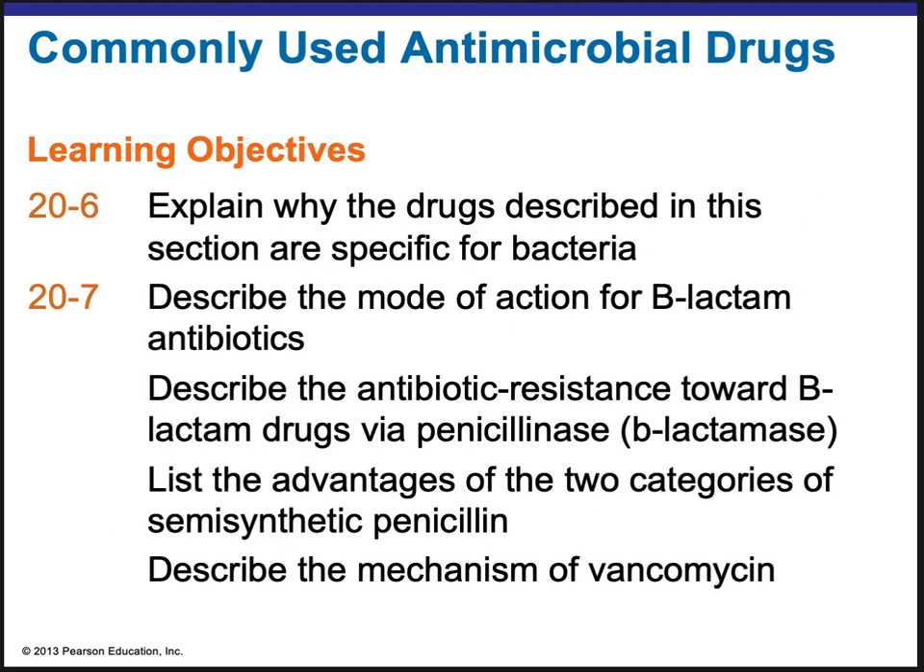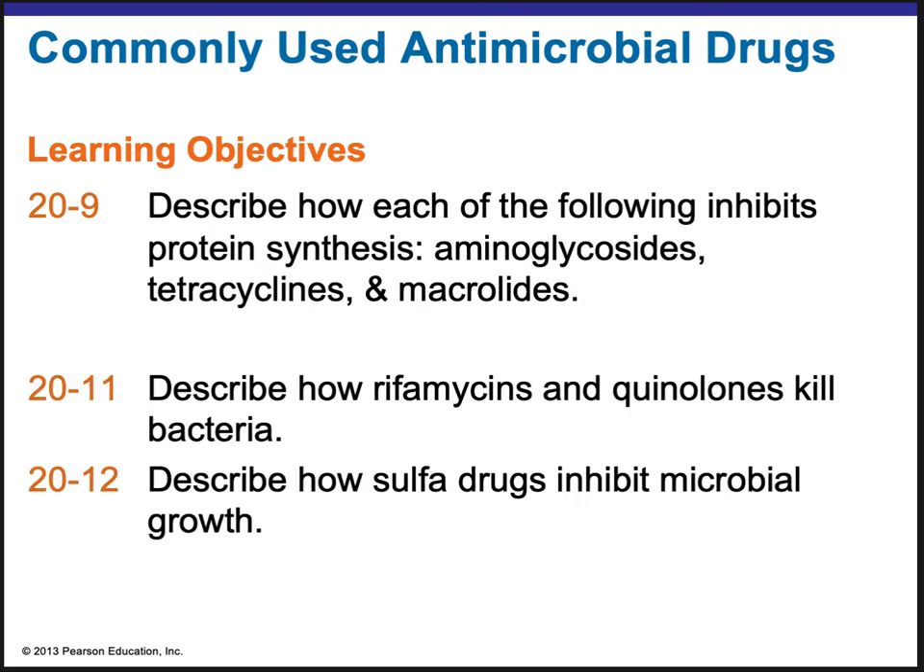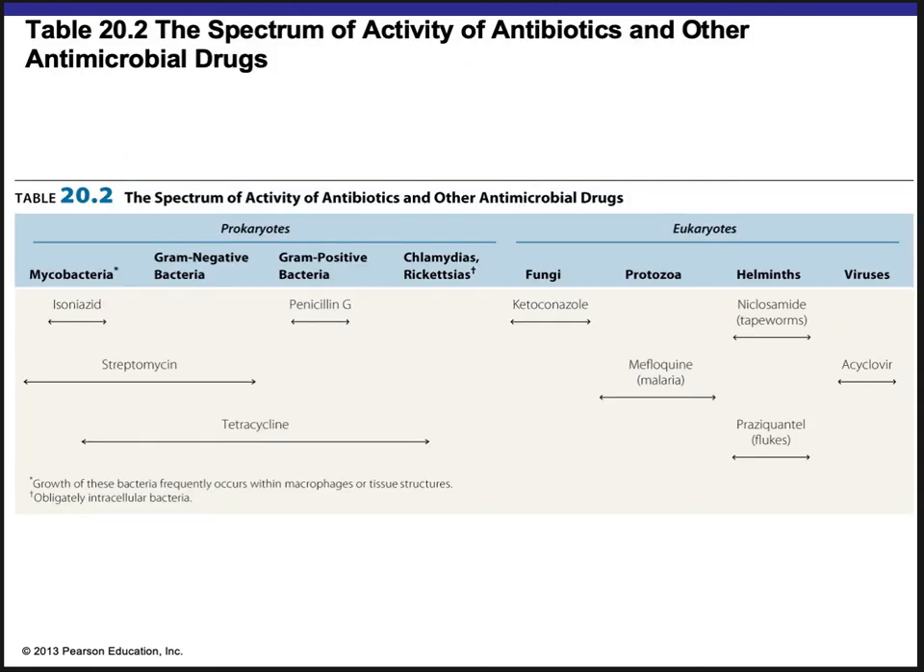All right, so let's talk about specific drugs. We have what we call a spectrum of activity, and this shows you the group of organisms that the drug can treat infections for. So here we see a type of penicillin that is able to kill most gram-positive bacteria, not all, but most.